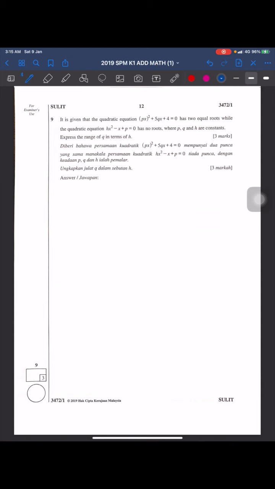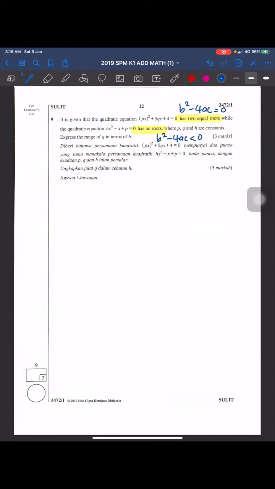Okay, next is question number 9. It is given that the quadratic equation has two equal roots. Apakah maksud two equal roots? Two equal roots basically maksud dia hanyalah b square minus 4ac is equal to 0. Next kita ada the second quadratic equation has no roots pula. Apa pula no roots? No roots adalah b square minus 4ac is less than 0. Next apa yang dia nak, express the range of q in term of h.